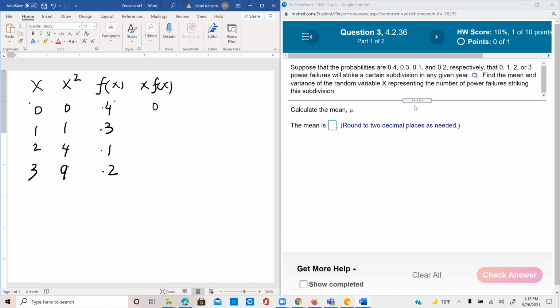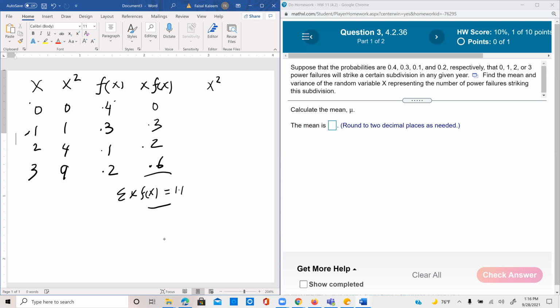So this one is 0. And then 1 times, no, this is not 0.1. So 0 times 0.4 is 0. 1 times 0.3 is 0.3. 2 times 0.1 is 0.2. And 3 times 0.2 is 0.6. And then you do the summation of all these. Summation x f(x) equals 0.8 plus 0.3 is 1.1.